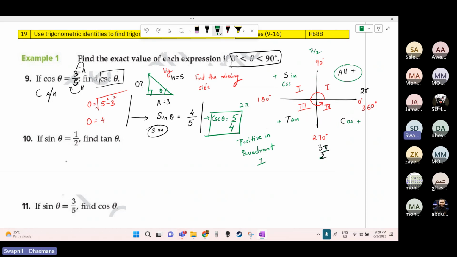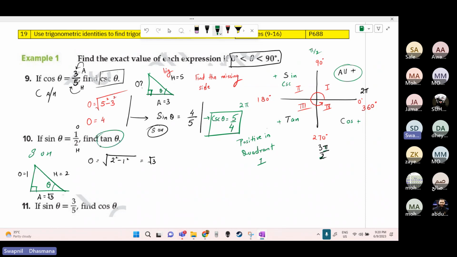Now see, second time, sine. So sine is half. So you will make a right angle triangle. This is theta. Opposite is 1 and hypotenuse is 2. You will find the opposite side, big minus small. So A equals root 3.